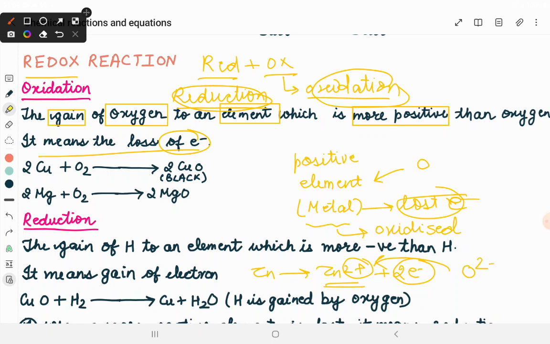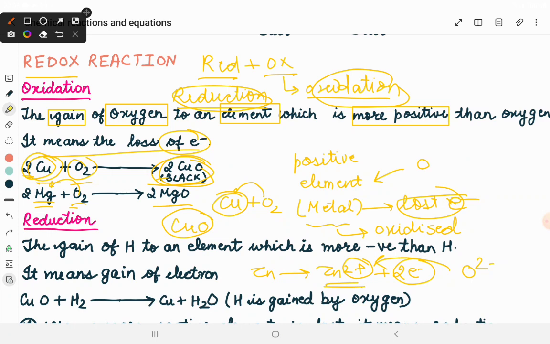Like that we can see here. The first reaction is 2Cu plus O2 gives 2CuO. Copper plus oxygen gives copper oxide. We have balanced this equation. Now here this copper oxide is of black color. You can see that we have added oxygen to this copper to form this. So we can say that copper has been oxidized because oxygen is added to copper. Similarly, magnesium plus oxygen gives magnesium oxide, meaning we have added oxygen to magnesium. Again it denotes that magnesium is oxidized.